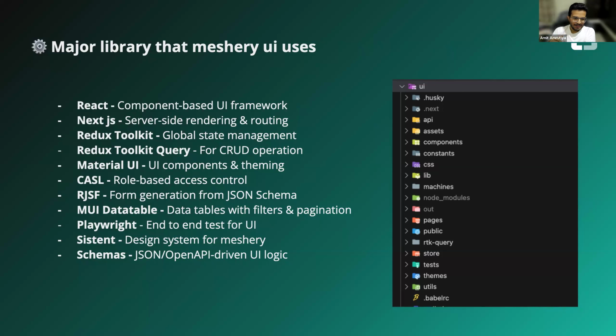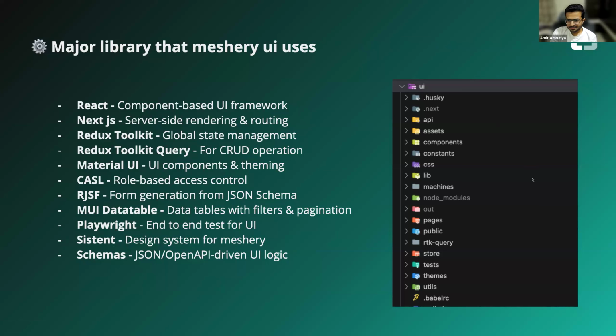The next one was Playwright. It is the standard end-to-end testing tool, and for tests we use Playwright. And Sistent and the schema libraries are interesting because they are our own libraries. We are not depending on other contributors or maintainers; we are maintaining those libraries ourselves. This is our own Layer5 and the Meshery repository.